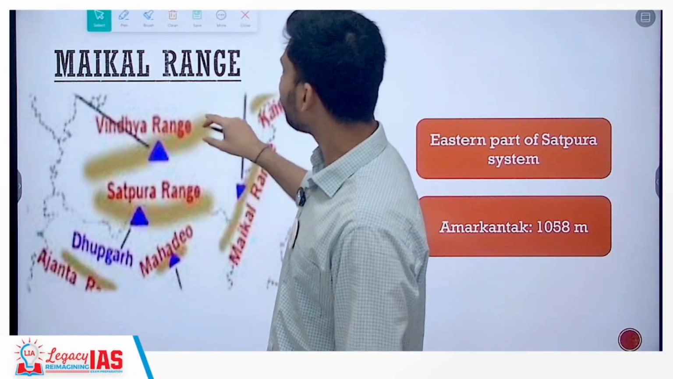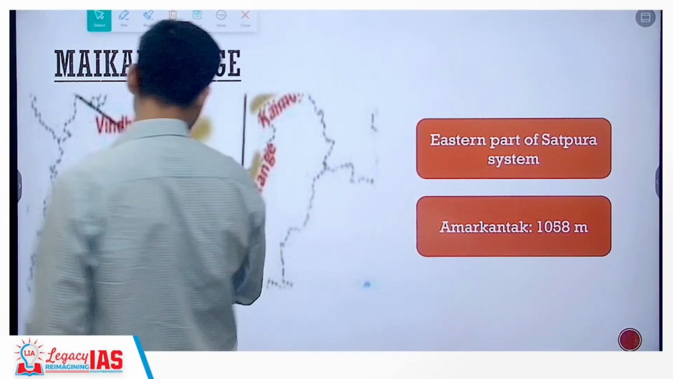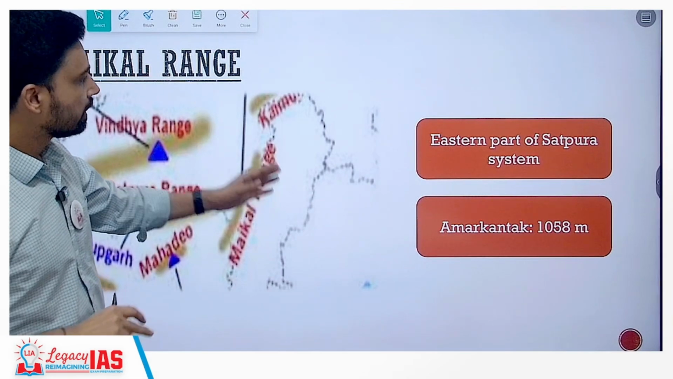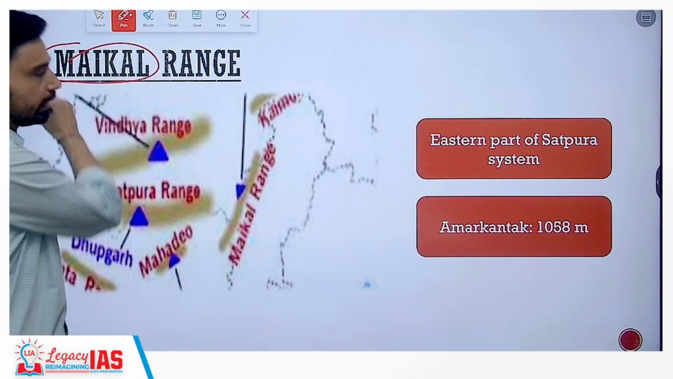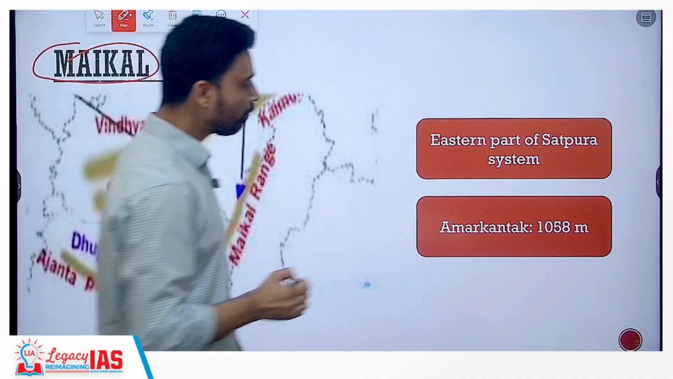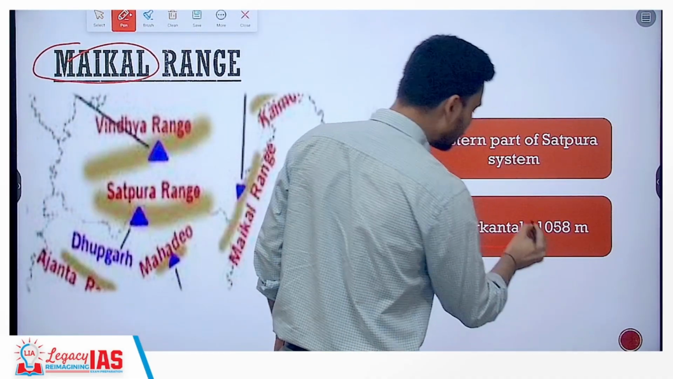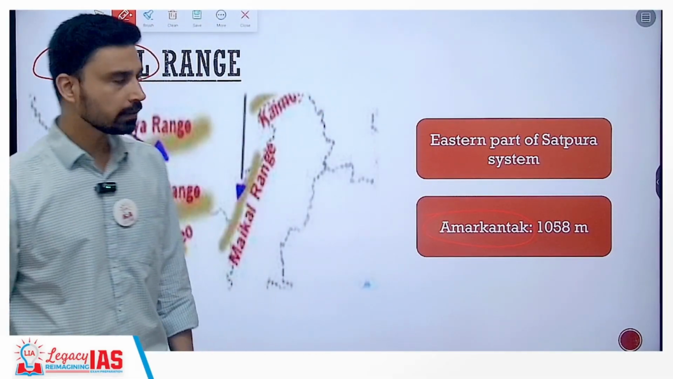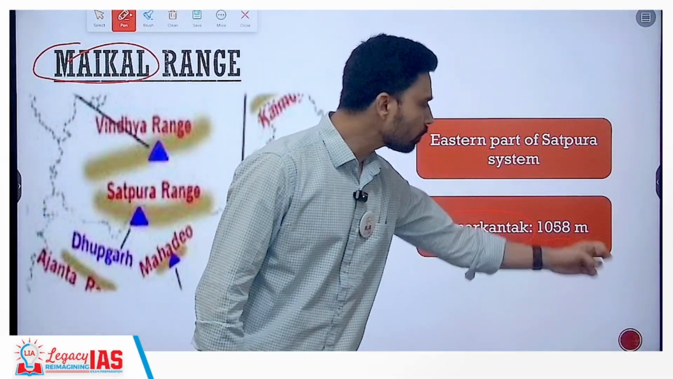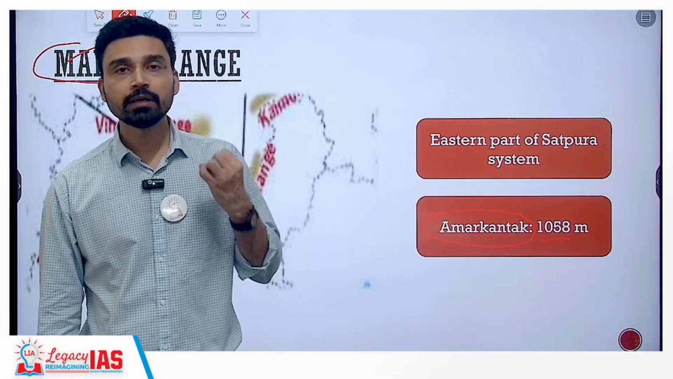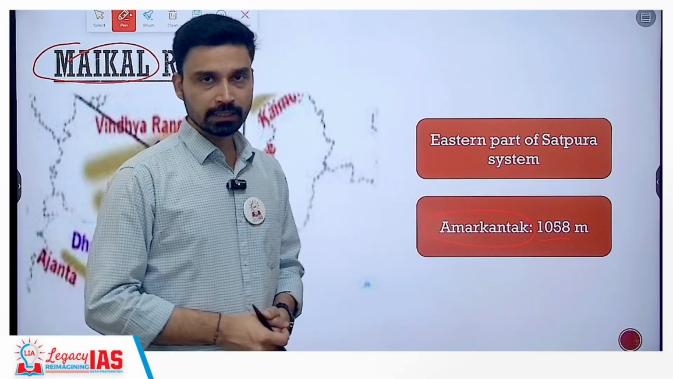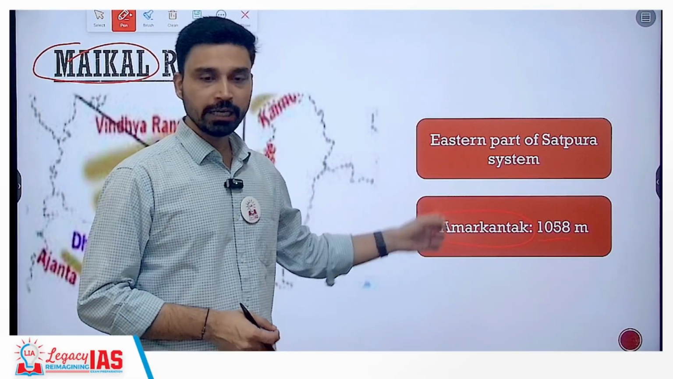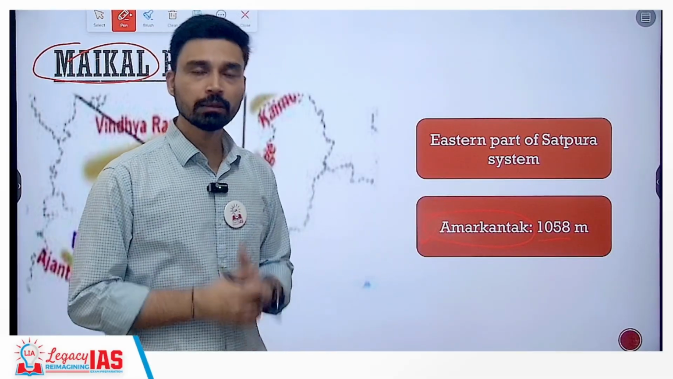Now also we have to keep in mind the Satpura range is further extended in the east, and the eastern part of Satpura is referred to by the name of Maikal range. The northern peak of Maikal range is referred to as Amarkantak. Amarkantak is at an altitude of 1058 meters, and the river Narmada that we have discussed just now, flowing in the valley between Vindhya and Satpura, originates from the Amarkantak hill or Amarkantak plateau itself.